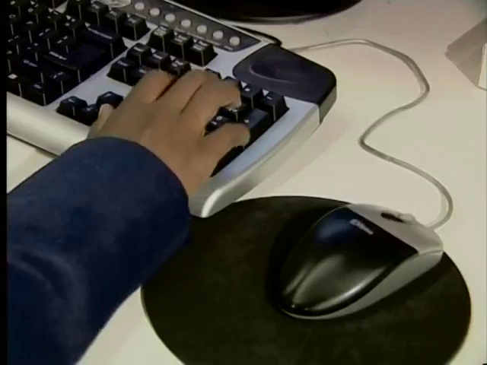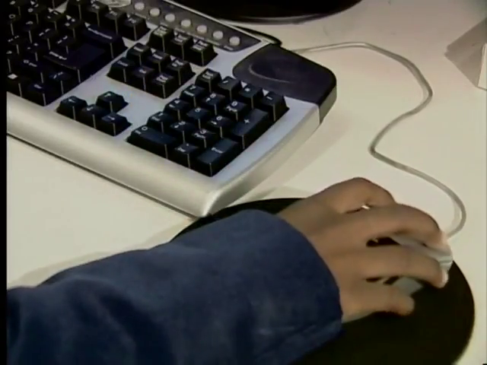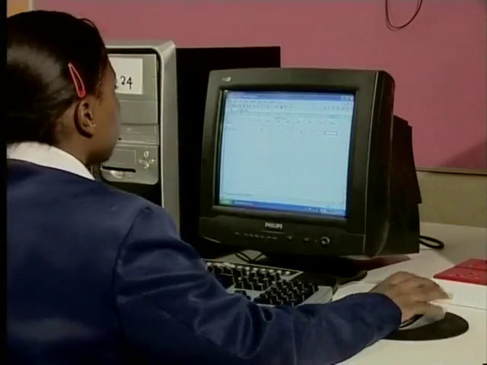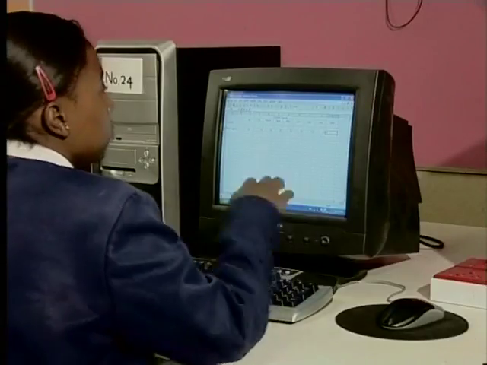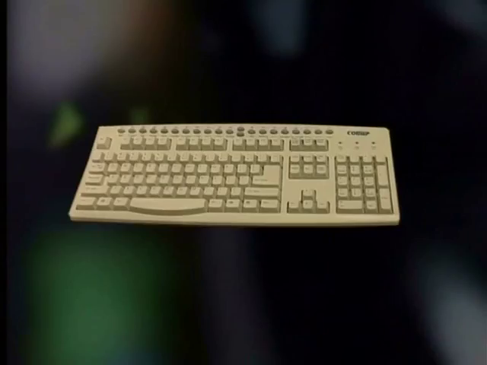Hello Salai. Today we're going to start off by thinking about the keyboard and mouse that you used when you created your graph. Those two pieces of equipment allowed you to enter data into the computer and give it instructions. Do you know what these are called? They must be input devices. That's right. The keyboard and the mouse are both input devices.